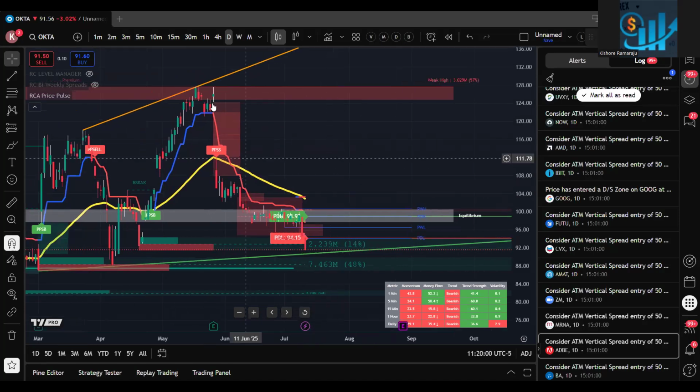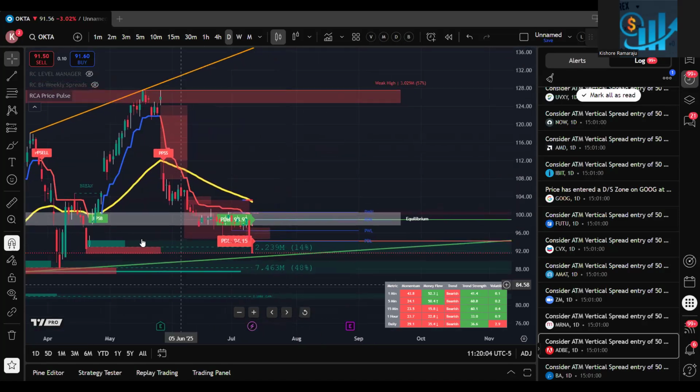If you are a long-term trader, positional trader, or a swing trader, you can use daily. Or, for example, you want to hold the trade only for 3 or 4 days. You don't want to hold for 10 weeks or 8 weeks. Then you can use the 1 hour time frame.